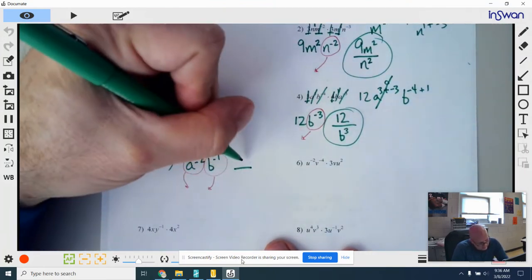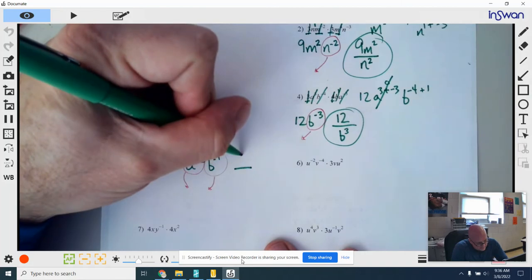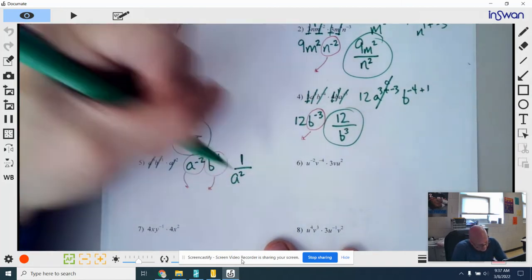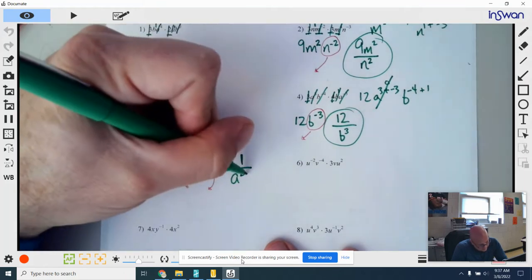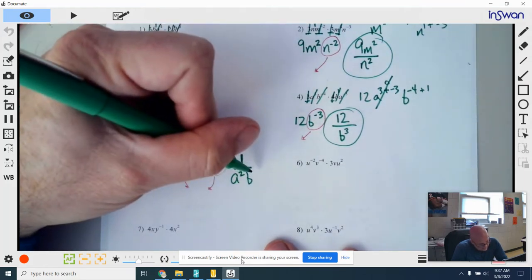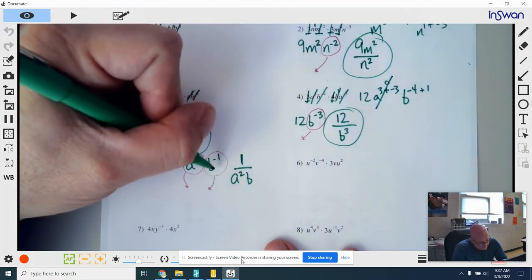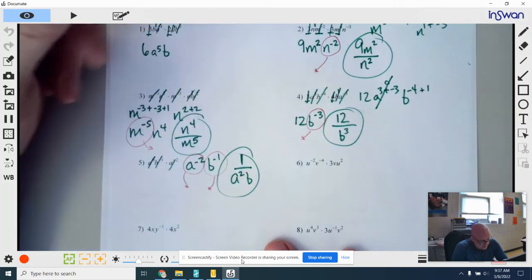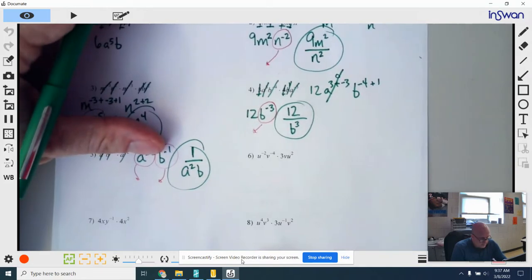And we've learned if you got nothing remaining up top, you have to drop a 1. Okay, the a comes underneath, turns positive. That b comes underneath, and that exponent also turns positive. And because it's to the first power, I'm not going to write a 1 there. I'm just going to leave it like that. So I get 1 over a squared b.